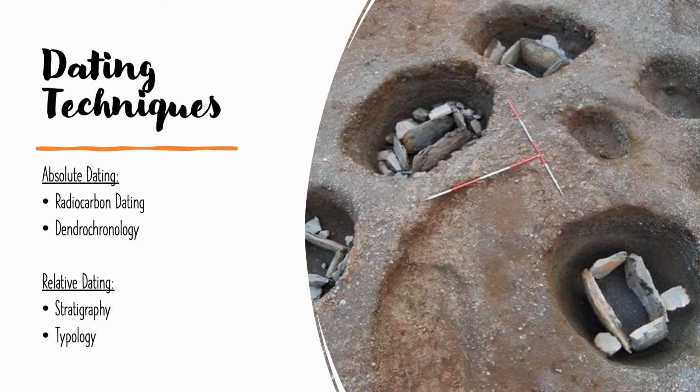The post-excavation process does require dating of the objects that are found, and there are two main types of dating techniques in archaeology: relative dating and absolute dating. So absolute dating is scientific dating, and it relies on methods that provide the absolute date of archaeological finds. So this type of dating helps clarify the age of the finds accurately. These methods include radiocarbon dating and dendrochronology.